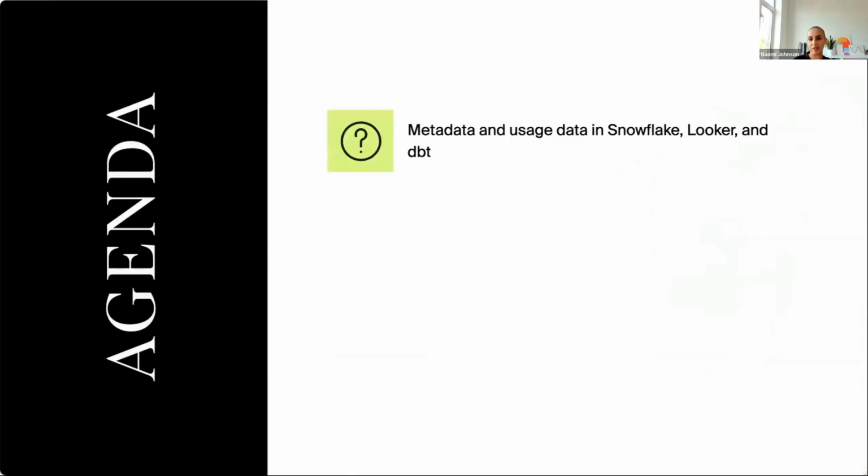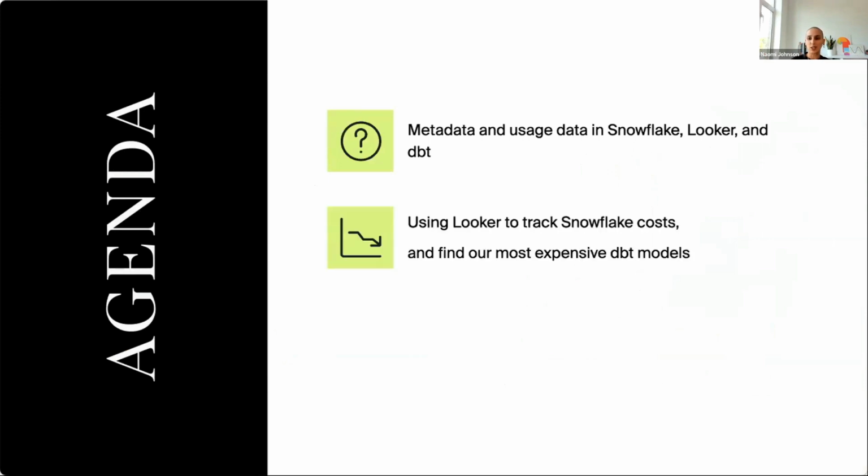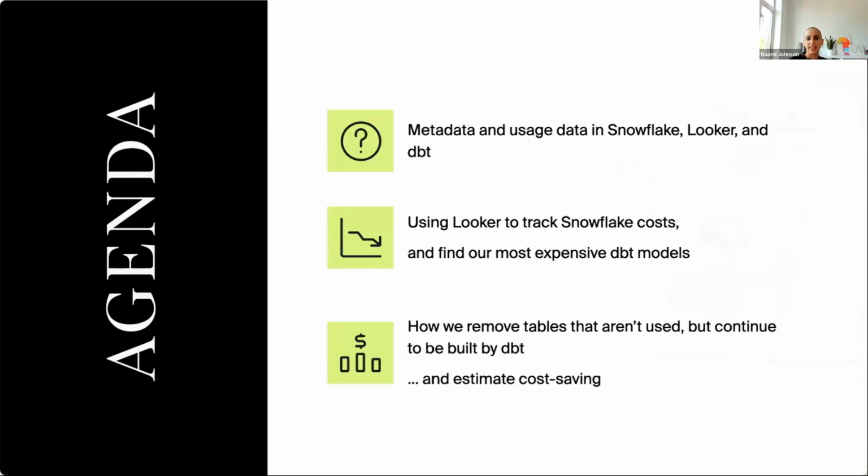So over the next 20 minutes or so, I'm going to talk you through the metadata that's available in Snowflake, dbt, and Looker, how we use Looker to track Snowflake costs and find our most expensive dbt models. And then finally, how we've used metadata to remove tables in Snowflake that aren't being used anymore by the business, but continue to be built by dbt, and how we've then estimated the cost saving of removing these.